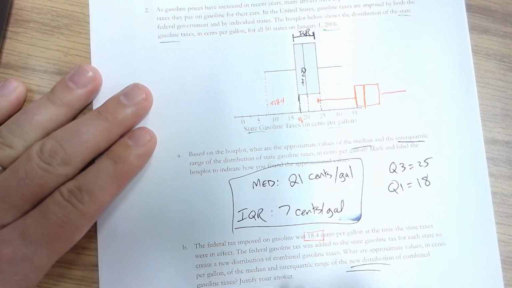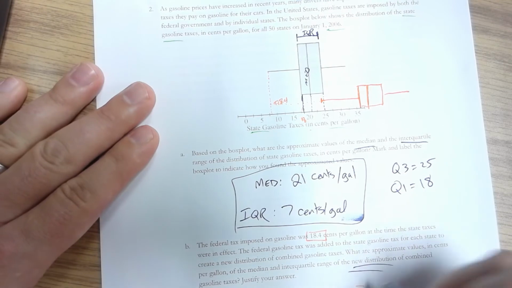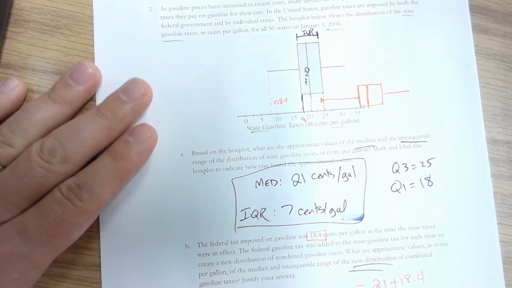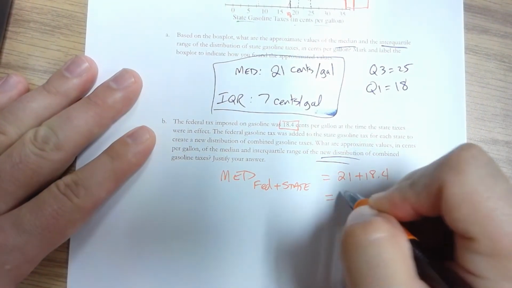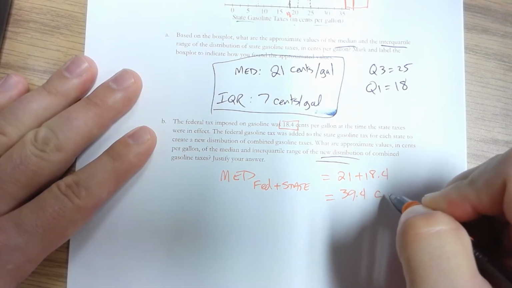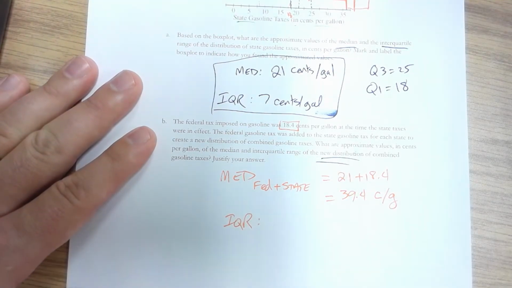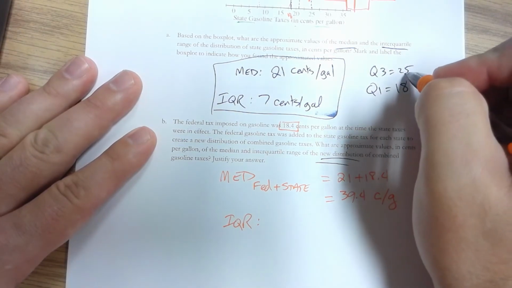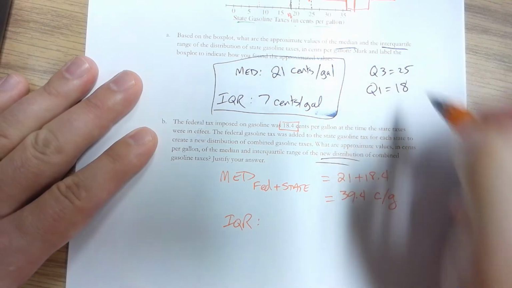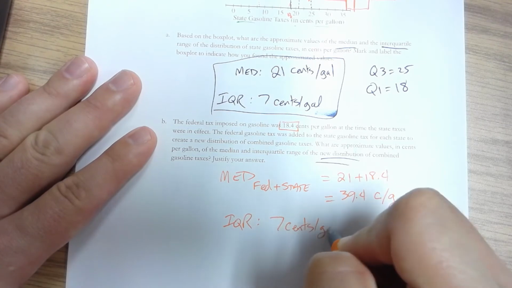So how does that compare for our new median? The median of the federal plus the state is 21 plus 18.4, or 39.4 cents per gallon. And the IQR, what's that going to do? Well, if Q3 goes up 18.4, and Q1 goes up 18.4, and I subtract those two numbers like I did before, my IQR is still 7 cents per gallon.